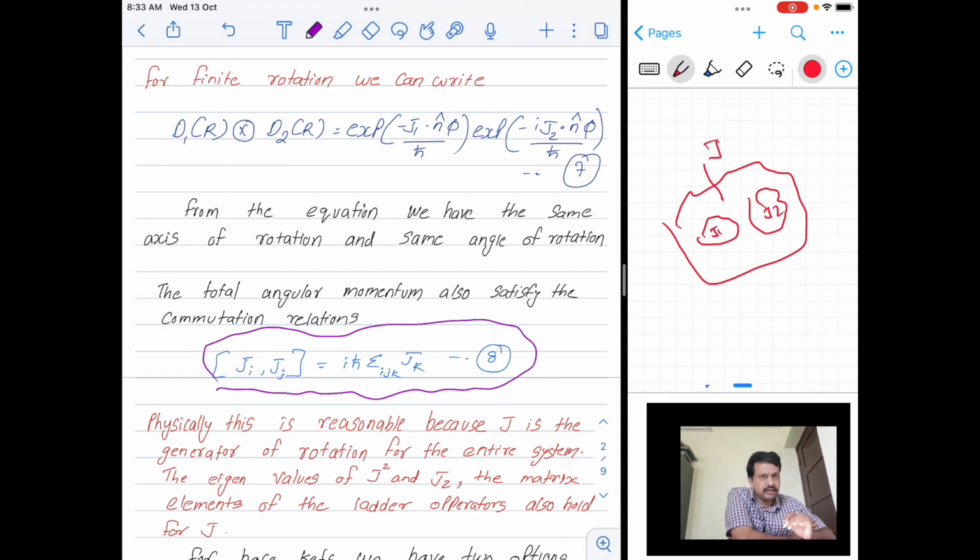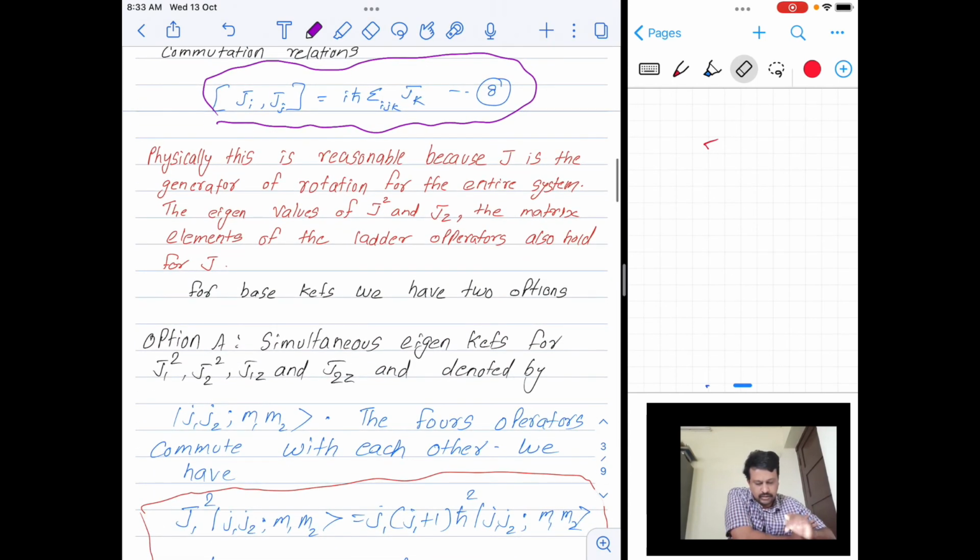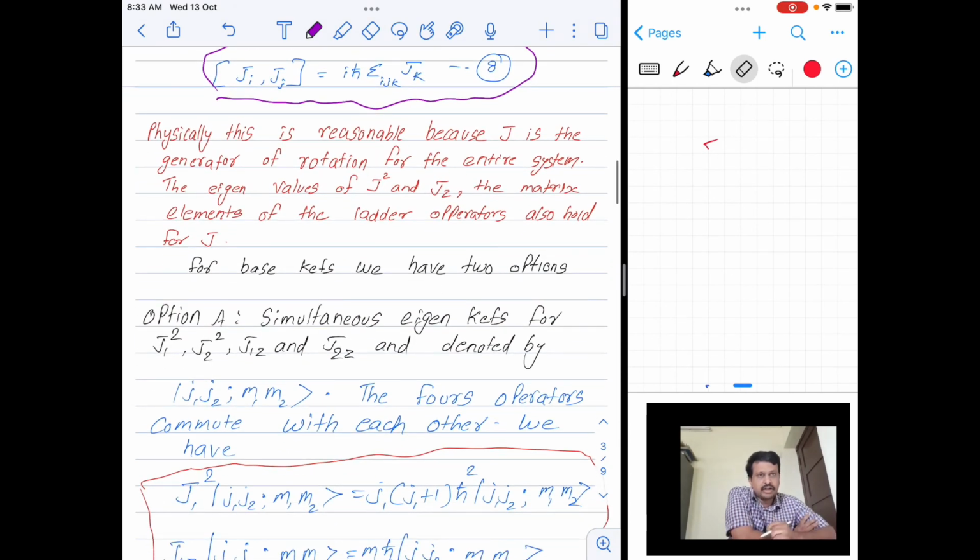And the eigenvalues of J square, Jz and the ladder operators will remain the same. That we already discussed in the earlier classes. Now we have to find the base case for this rotation operation. So we have two options.